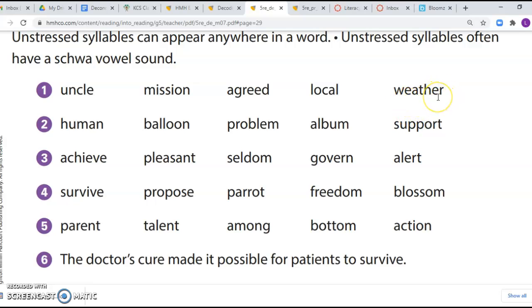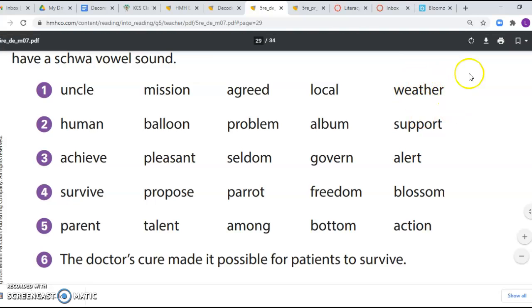This one's a little bit harder to hear. So that's what I'm talking about when you have to really stretch those words out, say them slower, really try to listen for that particular sound when you hear it. But weather has that schwa sound in the second syllable.